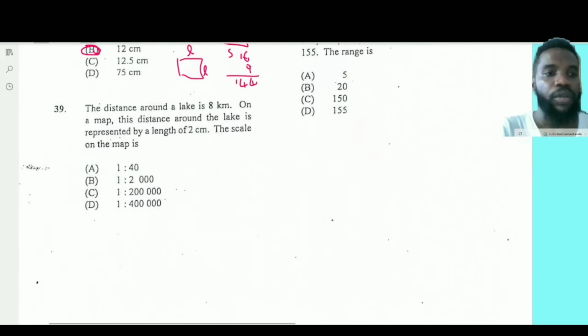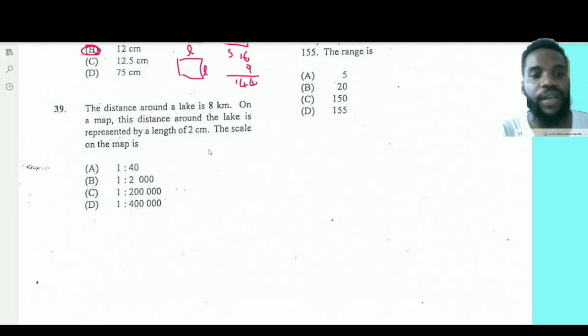Question 39. It says the distance around a lake is 8 kilometers. On a map, this distance around the lake is represented by a length of 2 centimeters. The scale on the map is, so you want to know, you have 2 centimeters representing 8 kilometers. Now let's do this step by step. Let's turn the kilometers into meters. 1,000 meters make a kilometer. So it becomes 8,000 meters.